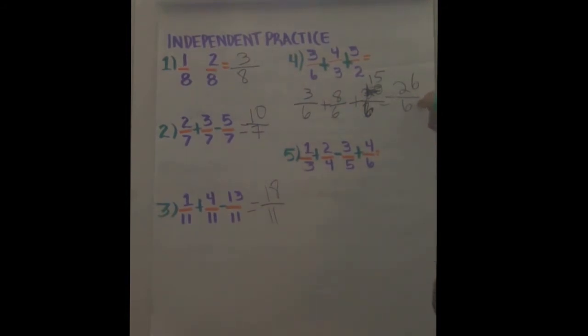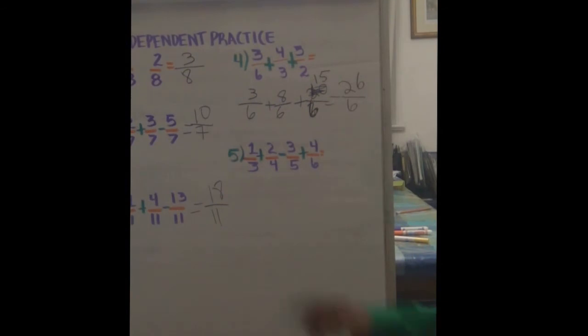Let me see now. Okay, let's see. 3 and 4, they have 12 in common. But this one doesn't have 12. 6 also has 12 in common.